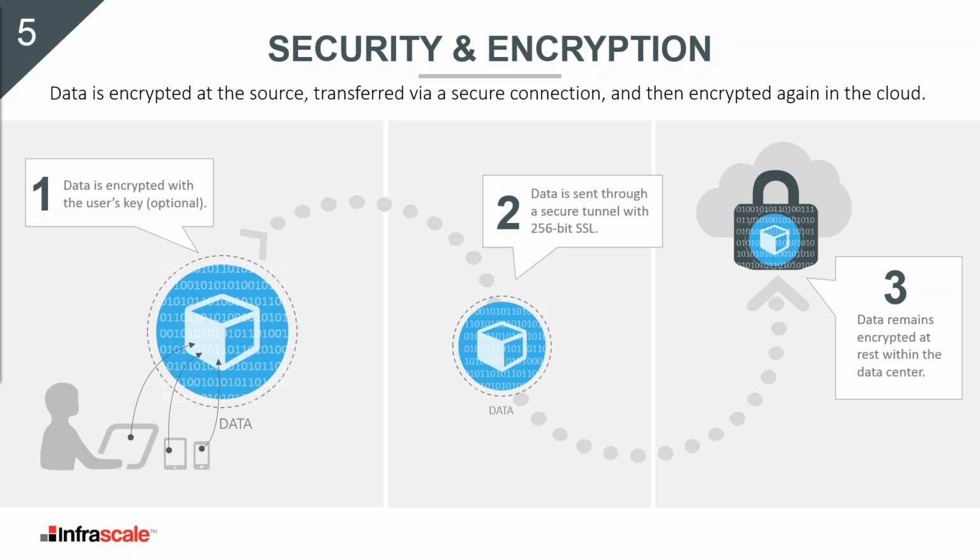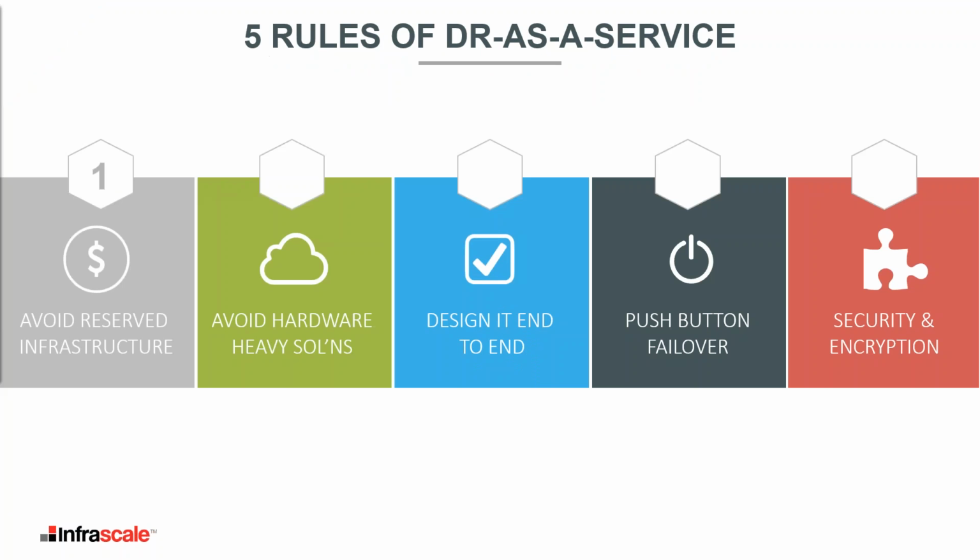I'm seeing some questions come through, and we'll get to those in just one moment, because we're wrapping up this section here, where this is just a quick recap of those 5 items that we just looked at, which I'm now going to call the 5 rules of DRaaS, DR as a service. The first one we looked at, avoid reserved infrastructure. Number 2 is avoid hardware-heavy solutions. Number 3 was design it end-to-end. 4, push-button failover. And 5 was the security and encryption that we just looked at.